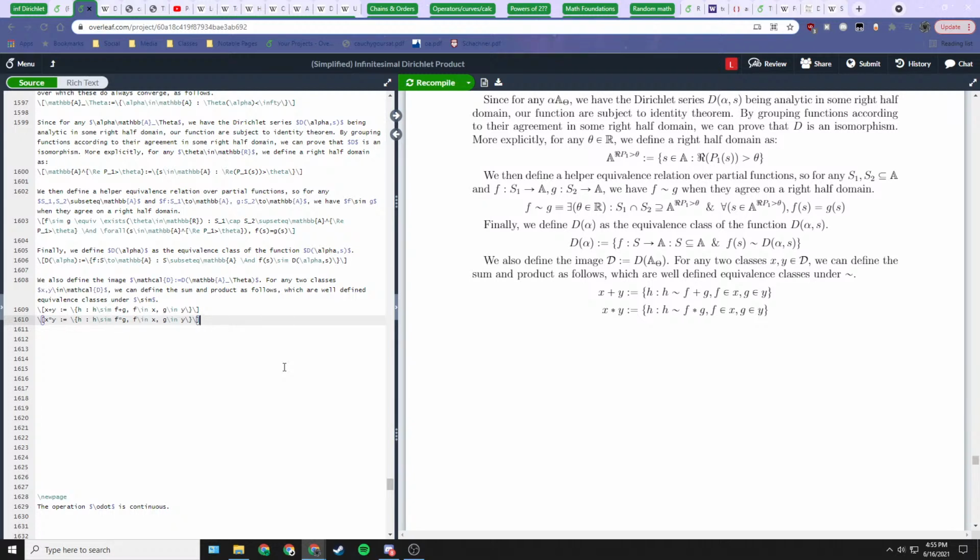We're not going to go through the proof, but essentially we can show that if we pick any f and g in x and y respectively, and then pick any second functions f2 and g2 in x and y, the sum f plus g will be in the same equivalence class as f2 plus g2, and likewise for the product. So these are unique equivalence classes. They will all agree.